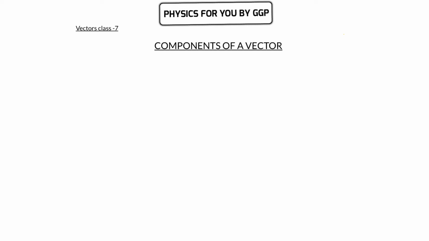Welcome all to Vectors Class 8, and this will discuss components of a vector. Components of a vector means nothing but the parts of a vector. So if I am writing that A vector is equal to C vector plus D vector, we can say that the C vector and D vector are the parts or components of A vector.